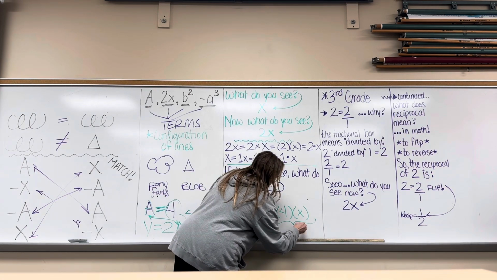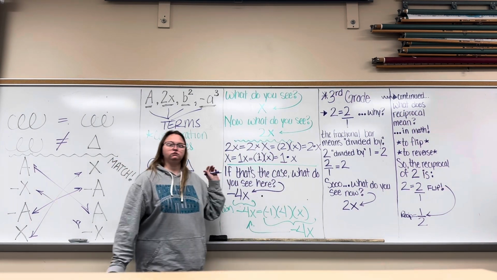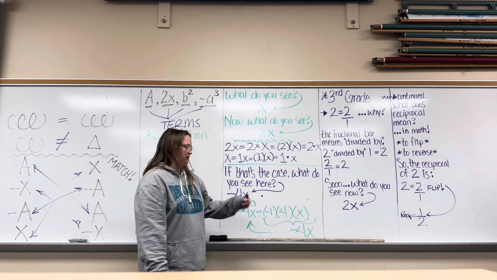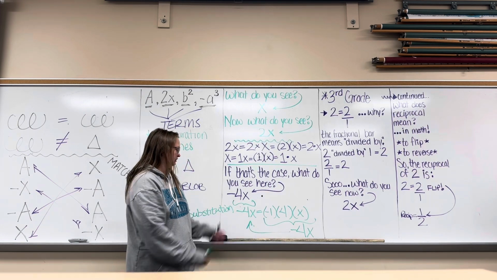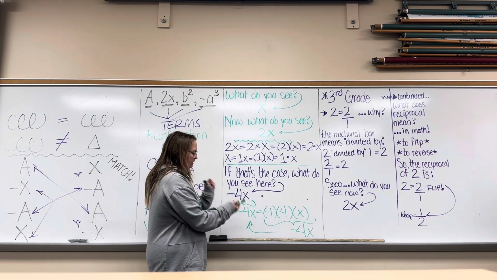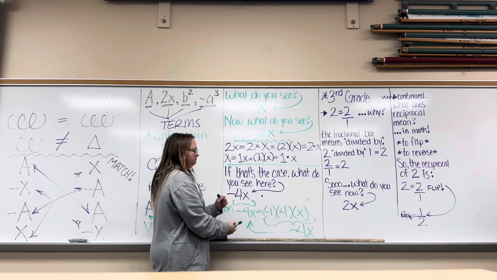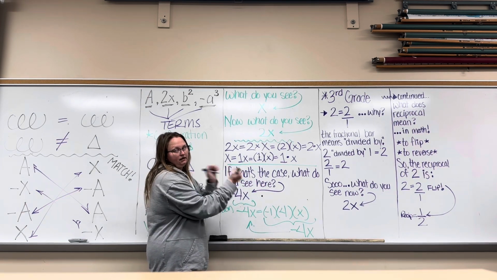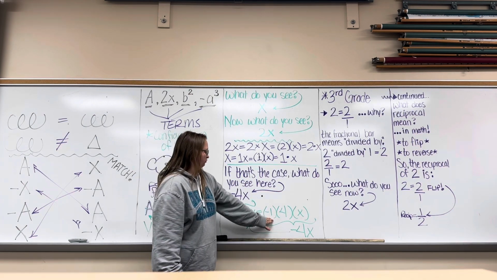Negative 4x. So if I were to ask you, what is negative 9x squared? You're going to say negative 1, 9, x squared. Just like negative 4x is negative 1, 4x.